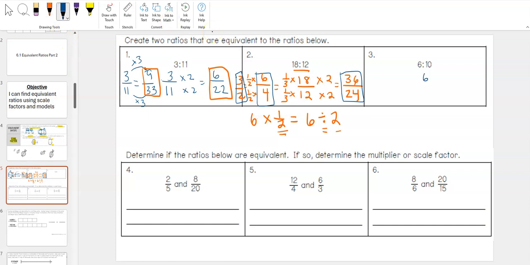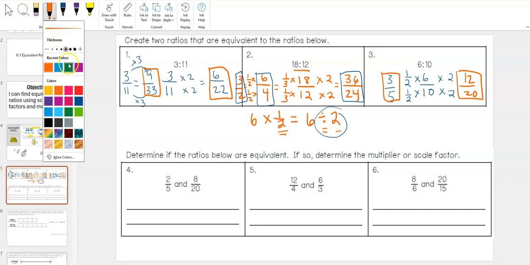So for this last one, let's just do 2 of them. On the left, I'm going to multiply by a fraction, and on the right, I'm going to multiply by a whole number. So 6 and 10 have 2 in common, so we're going to multiply by 1/2, which is the same as dividing by 2. So I'm going to get 3/5 as my equivalent ratio. And then on the right-hand side, let's just multiply by 2, keep it simple, and I would get 12/20. So now I have 2 equivalent ratios.